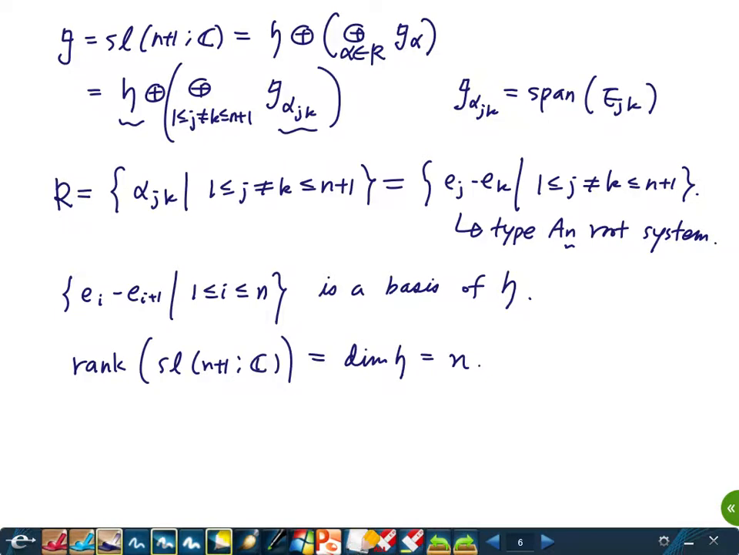So note that every root, what is the length of a root? The inner product, square root. Square root of 2, right? Because it's just e_j minus e_k, so yes, for all roots, for all j, k different.